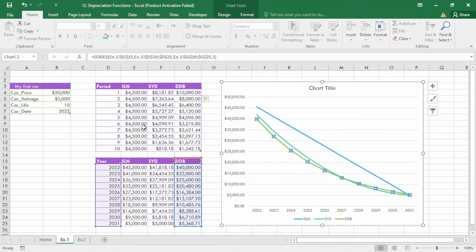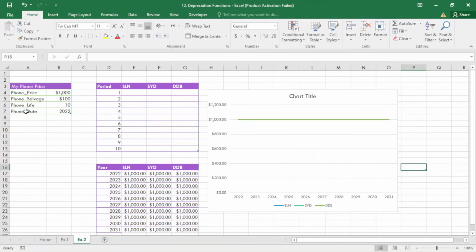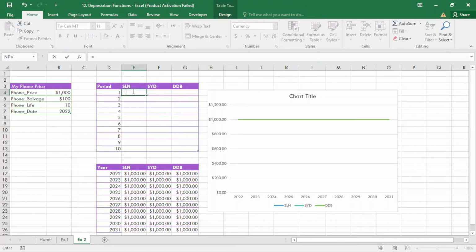And here I want to repeat this with another example. Here you can see I have my phone price. I bought it for $1,000, so after 10 years I can sell it for $100. So I just use these functions again, equal sign SLN, the cost, comma, salvage, comma, and phone life, and enter.